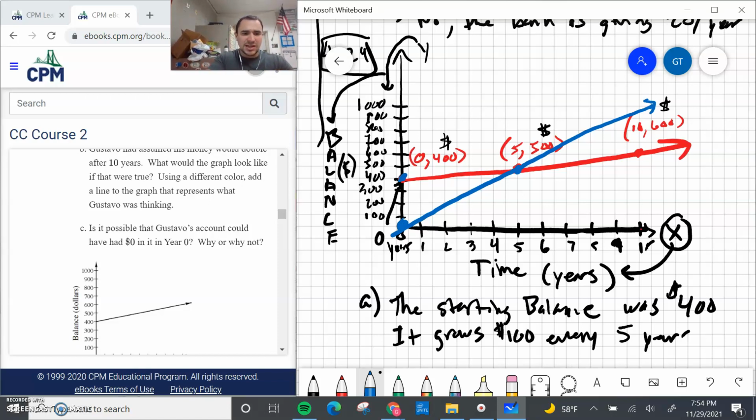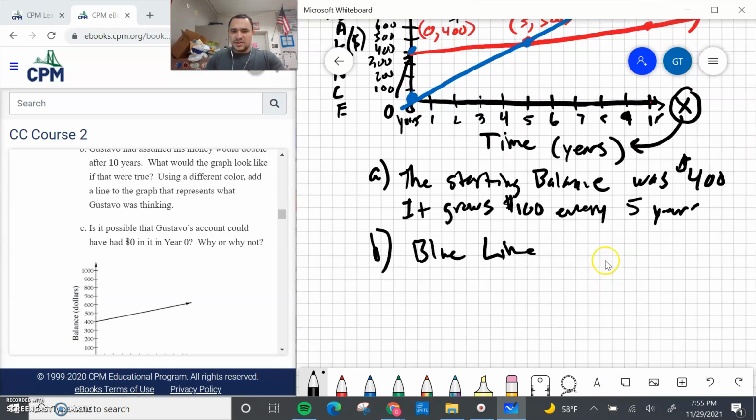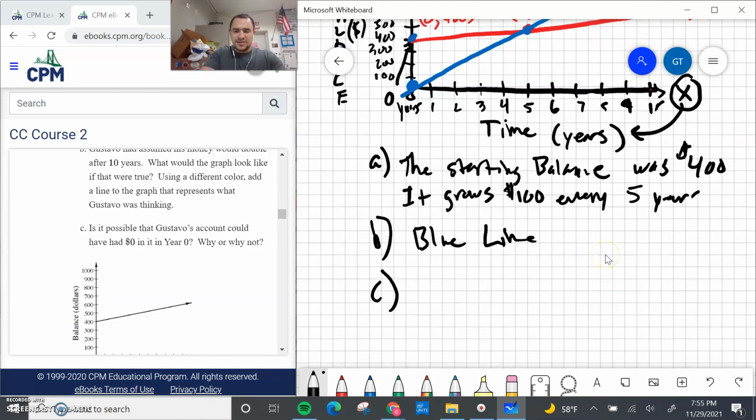Is it possible that Gustavo's account could have had $0 in 0 years? Why or why not? It cannot happen at all because his grandma put money in. So that's the thing we want to say. B is the blue line on the graph up here. And C is no. You start with money.